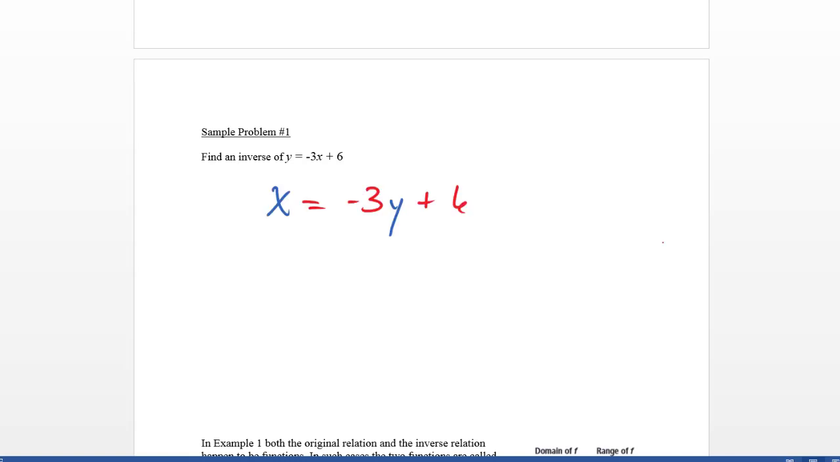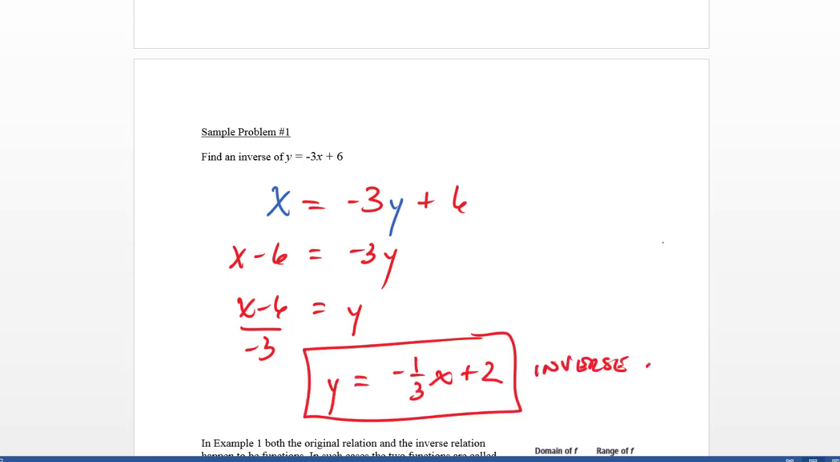You can see here I've used color to show that I've switched the x and the y from the original function, and now I'm simply solving back for y. To make this look like a normal function, I'm going to separate the common denominator and write this out in an appropriate manner. So what we have right here is the inverse of the original function.